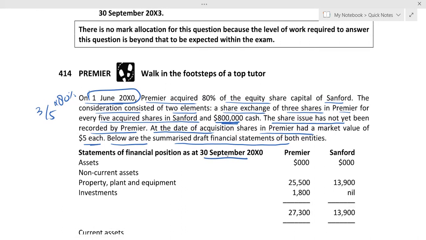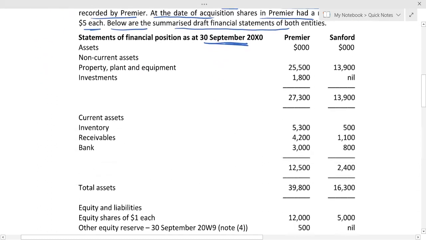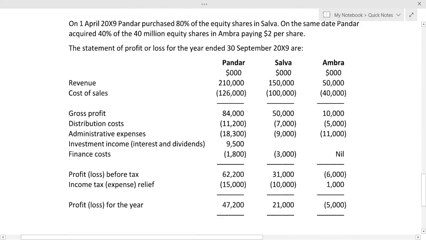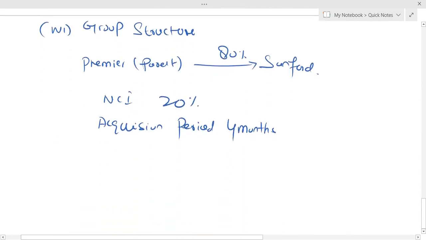This is very important. Please, student, read it again. Parent has taken 80% holding on 1st June X0. From 1st June X0 till 30th September, the acquisition time period is 4 months. Parent holding is 80%. NCI holding is obviously 20%. Now let's go to step 2. In working 2, what do we do? We just calculate net assets of subsidiary at acquisition, at reporting date, and post acquisition.